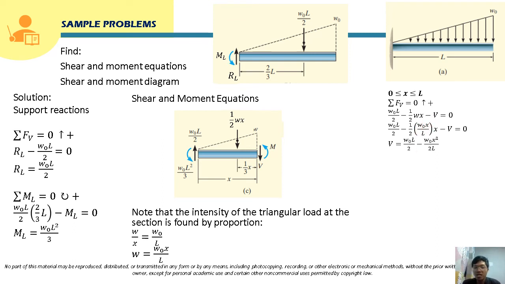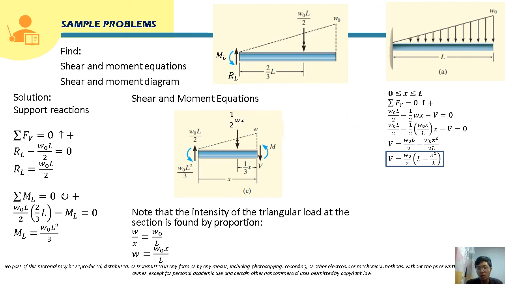So solving for V here, we will transpose this negative V to the other side, so it will become positive. So V will be equal to W sub O times L over 2 minus W sub O X squared over 2L. From here, we can factor out W sub O over 2, and then it will become W sub O over 2 times L minus x squared over L. So this will now be the shear equation. You can now box that, since we are solving for that shear equation.